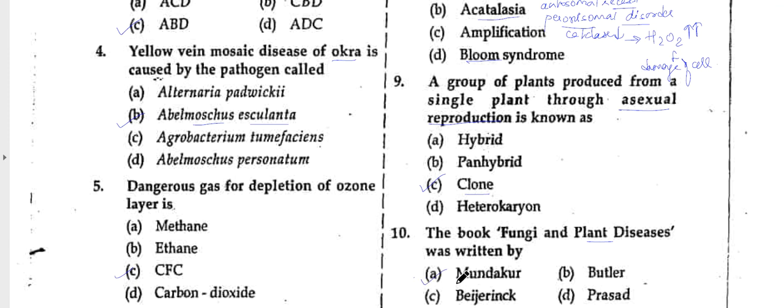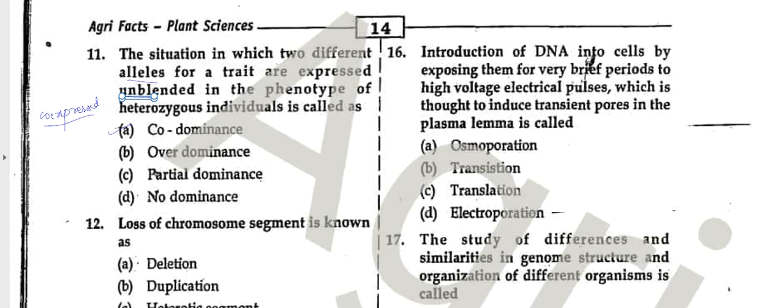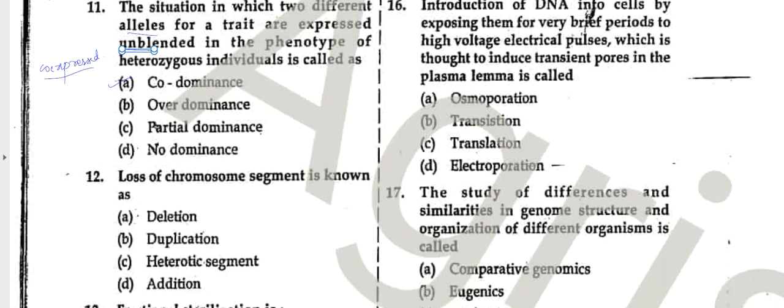Okay, it was written by Mundakur. Question number 11: the situation in which two different alleles for a trait are expressed unblended. That means both the alleles are co-expressed. Neither one is dominant or suppressive. Both are co-expressed. We call this phenotype codominance. Right? Loss of a chromosome segment is known as, so when there is loss, we all know it's a deletion.